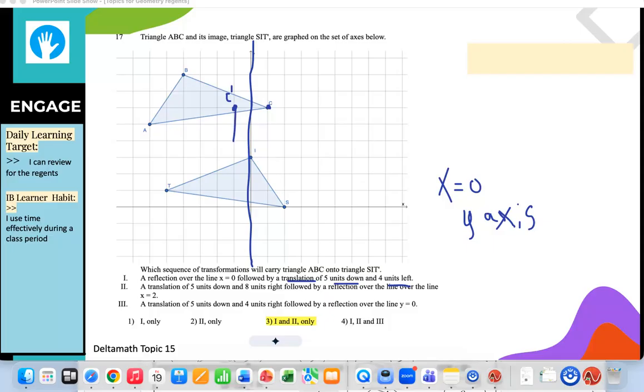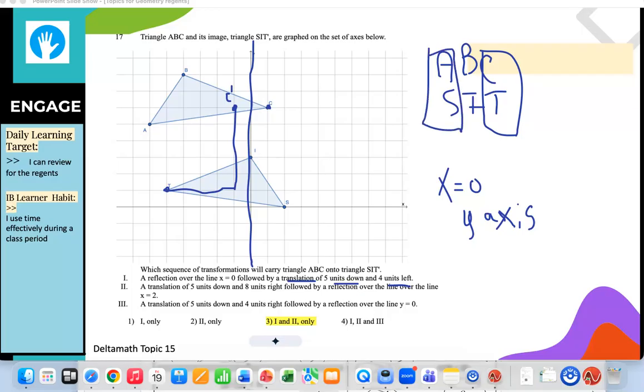So 1, 2, 3, 4, 5. And then 4 units to the left, pardon me. 1, 2, 3, 4. This happens to work out. And notice the order of the letters. A, B, C, S, I, T. T has to match up to C. B has to match up to I. And A has to match up to S.